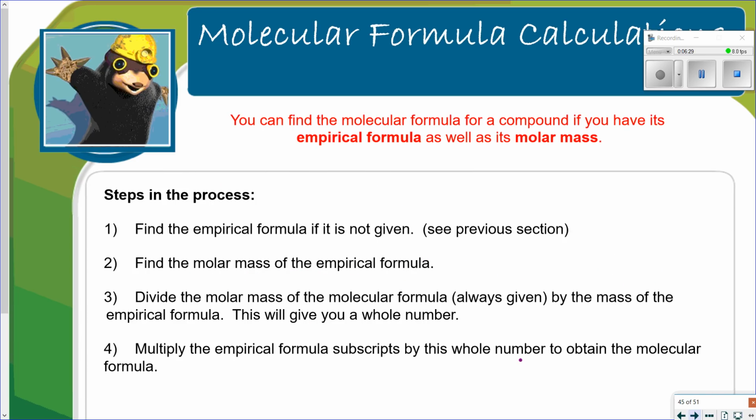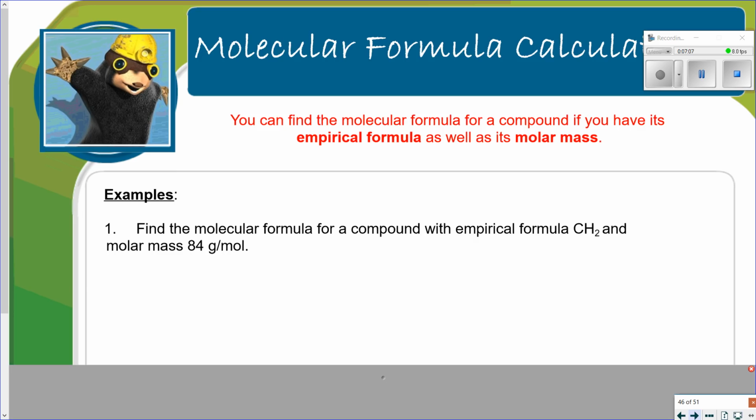Now, how are we going to find the molecular formula? That was how to do the empirical. Well, for the molecular, you first have to make sure you have the empirical formula. If you don't have it, you're going to have to calculate it, and that's what I just showed you how to do. And then you'd have to find the molar mass of the empirical formula. And then you're going to divide the molar mass of the molecular formula by the molar mass of the empirical, and that should give you a whole number. If it does not, you've done something incorrectly. Now, when you get that whole number, that's just the ratio. So then you're going to multiply the empirical formula subscripts by that whole number.